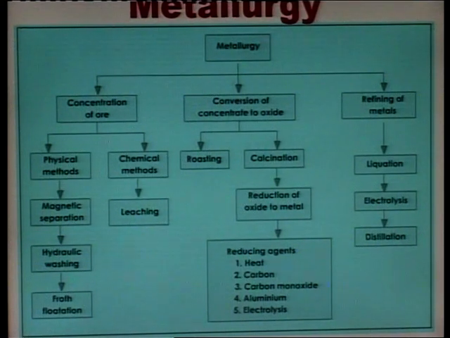Extraction of metal from their ore. There are 4 steps for the extraction of metal. First is crushing, grinding or pulverization. Second is concentration of ore. Third is conversion of concentrate to oxide, and the fourth step is the refining of metal.